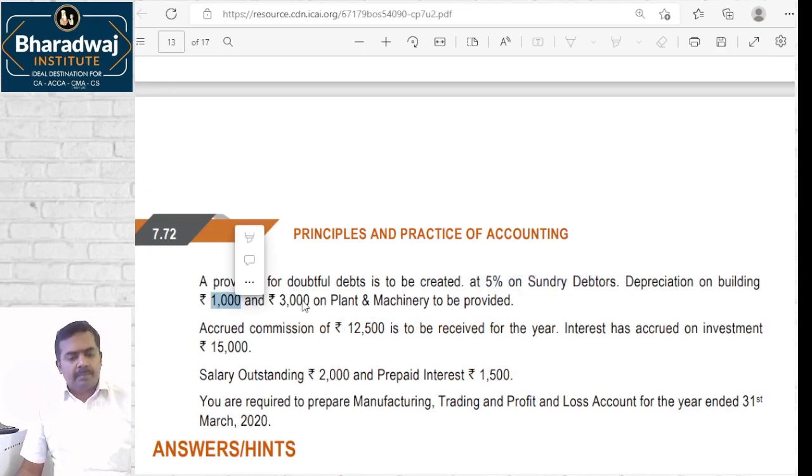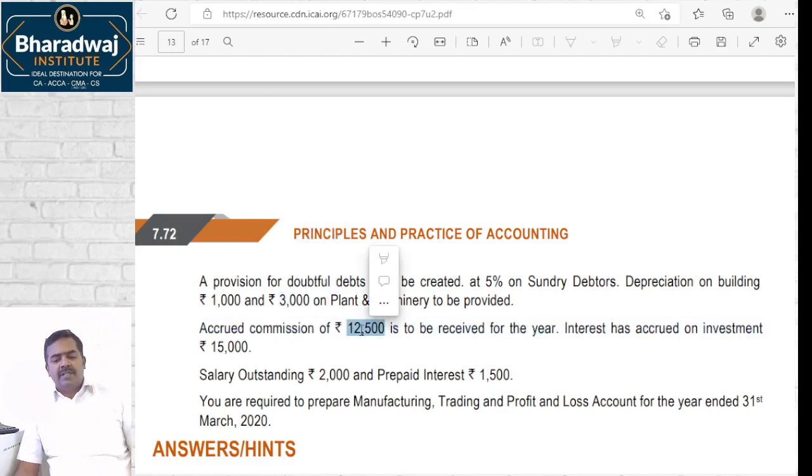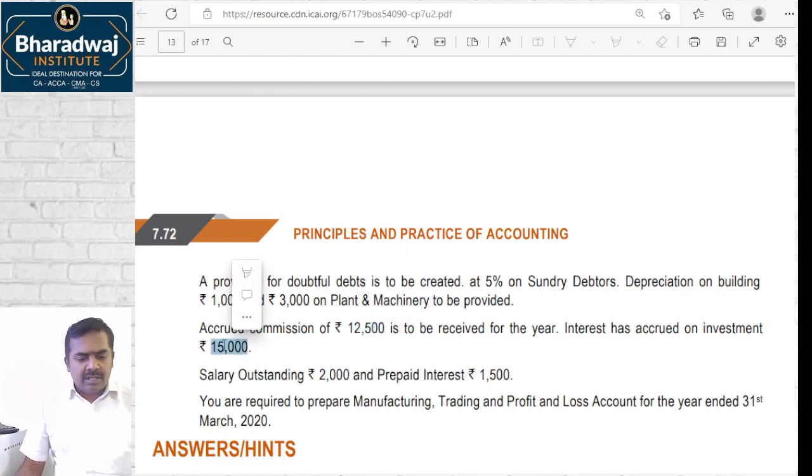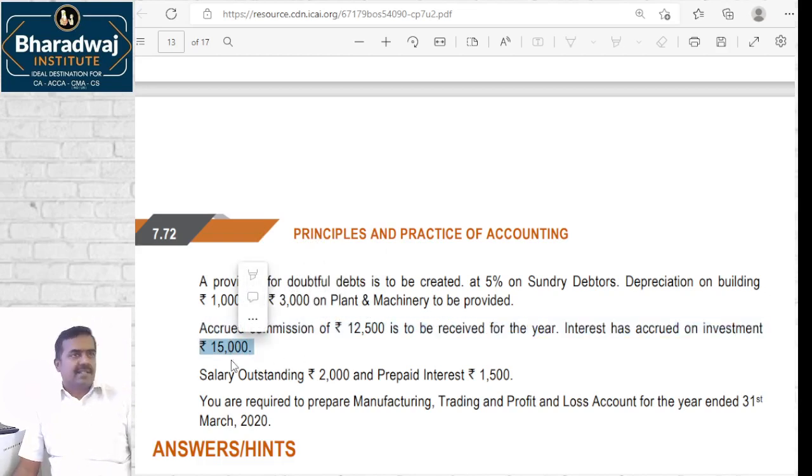Depreciation on building, P&L account. Depreciation on machine, where will it come? Manufacturing account lower. Accrued commission to be received: P&L account, it's an income, and also an asset. Interest accrued, it's an income to be received. So the 12,500 and 15,000, you will show it in P&L account as income, as well as in the balance sheet as asset. See, income receivable, anything receivable is an asset.